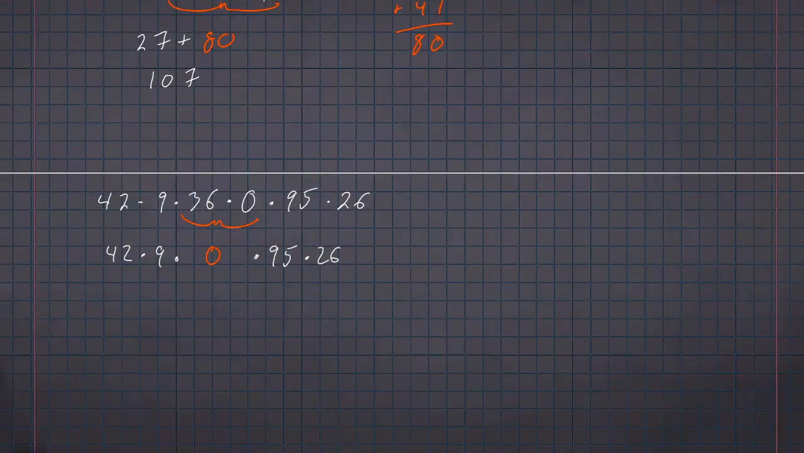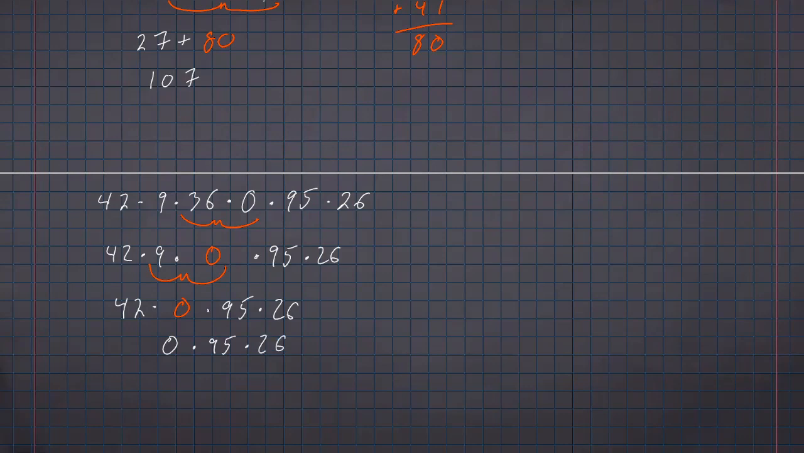Then I can multiply 0 times 9, which is still 0. And then from here, I can follow the order of operations as it's written. The next step should be 42 times 0, which is 0. Then 0 times 95, which is 0. And 0 times 26, which is still 0. Did I have to write out all of those intermediate steps?